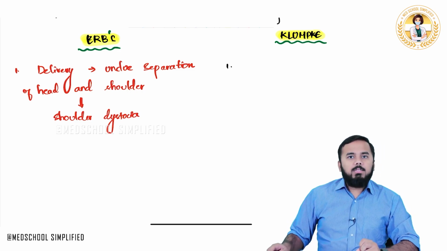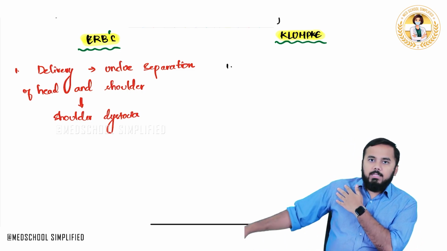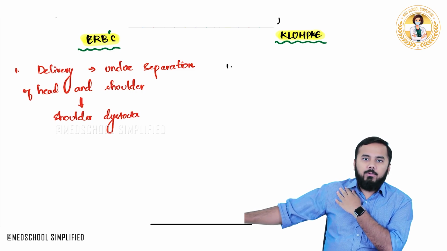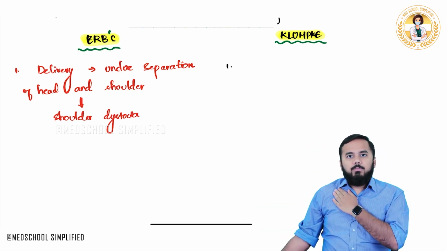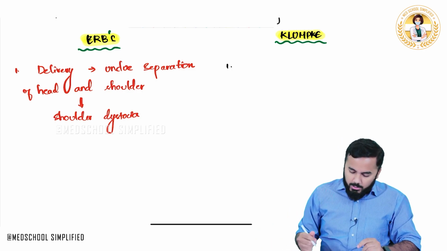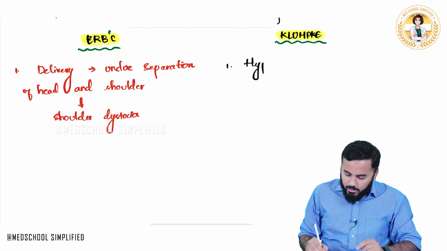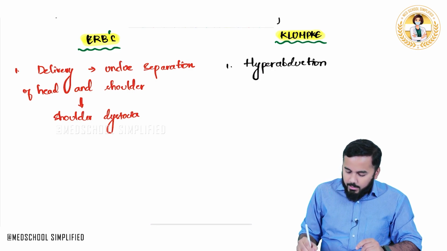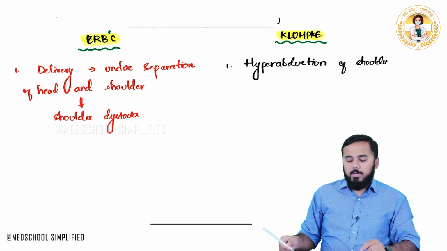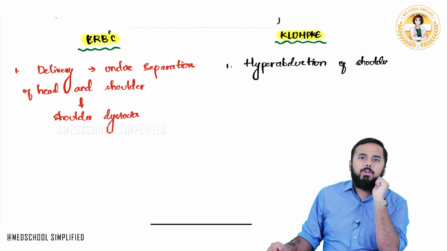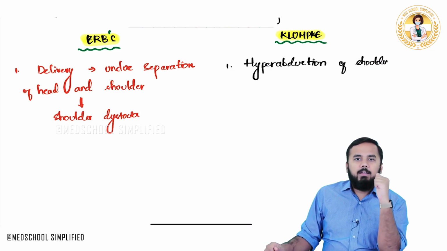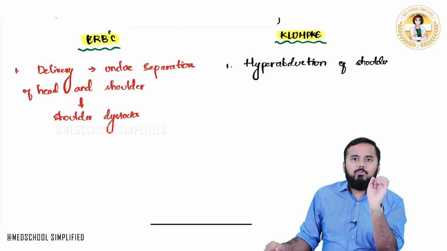how does Klumpke's palsy occur, guys? See, if I am raising my hand, this is called abduction. If I am completely raising it, this is called hyperabduction of the shoulder. Now when does this hyperabduction of shoulder happen? For example, if I am sitting on the top of a tree and suddenly I fall down, right? So I am falling down from the tree.